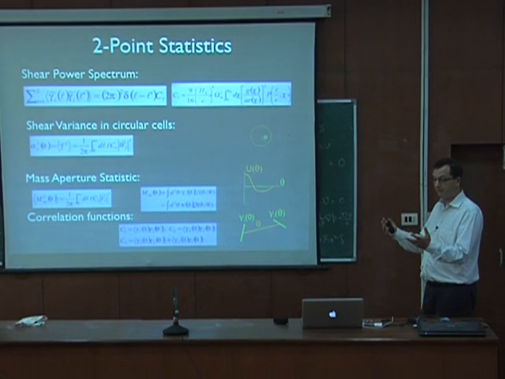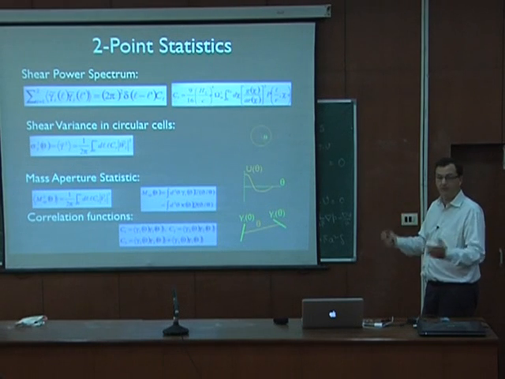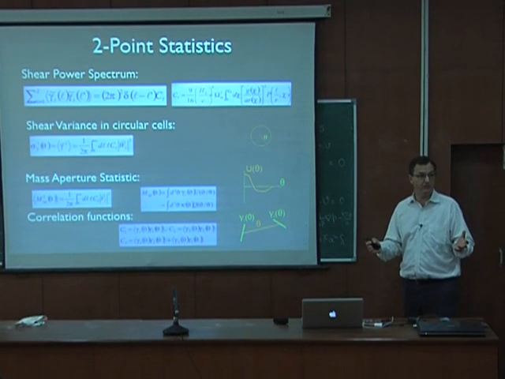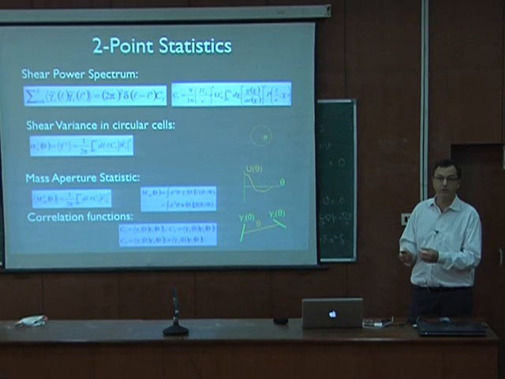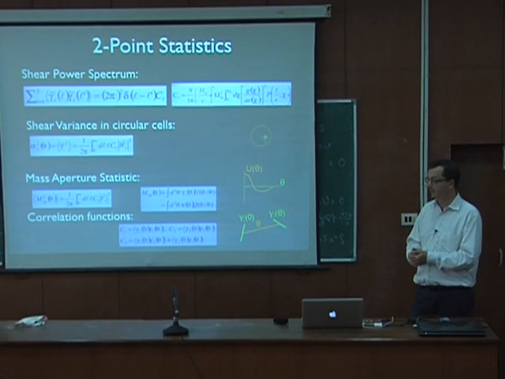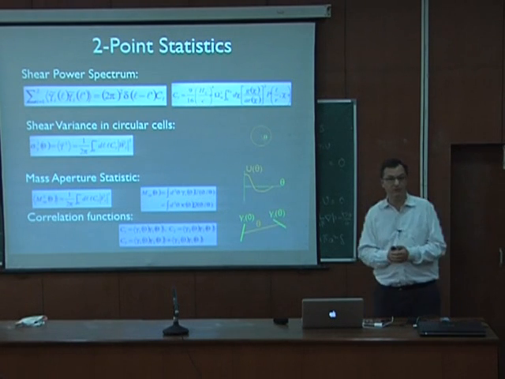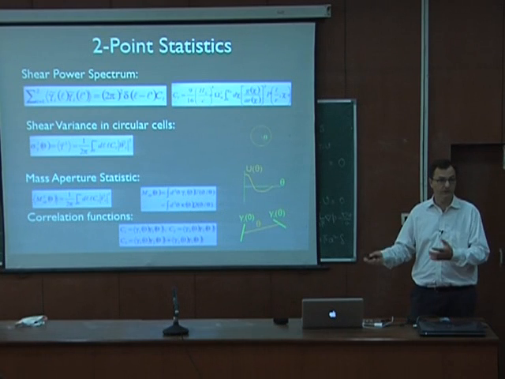Now, if the shear field is Gaussian, that's all the information there is. All the information is encoded in the 2-point function. If the shear field is not Gaussian, then you have extra information. We'll come back to that in a minute.